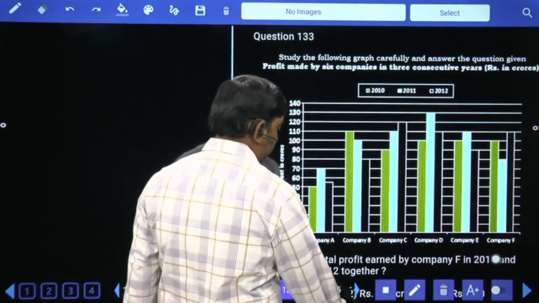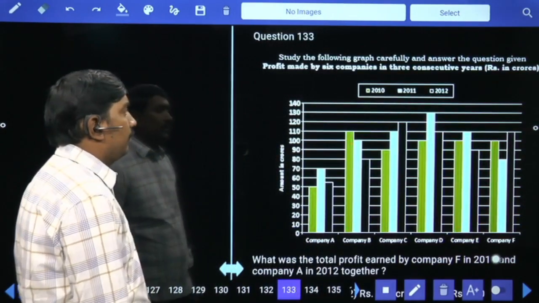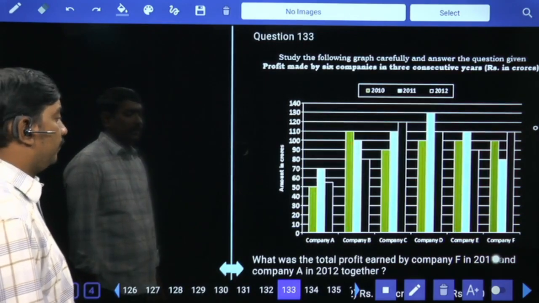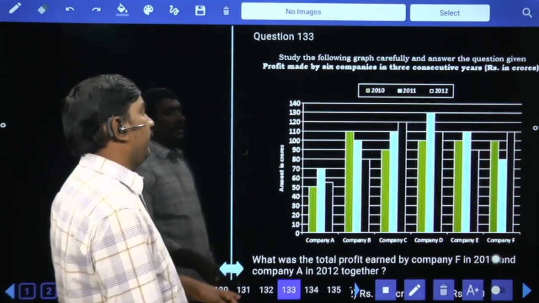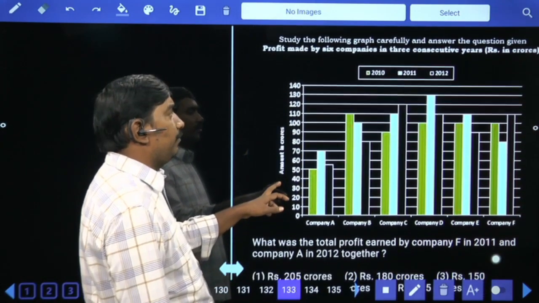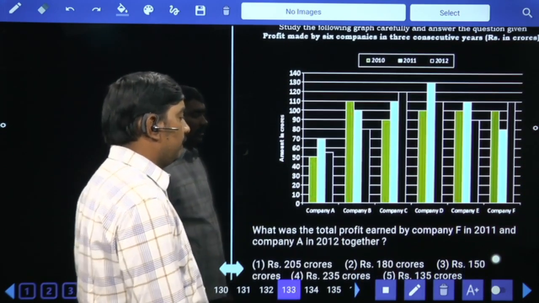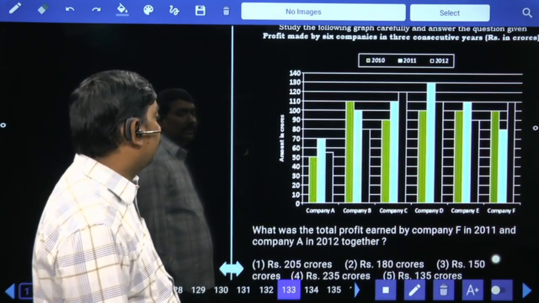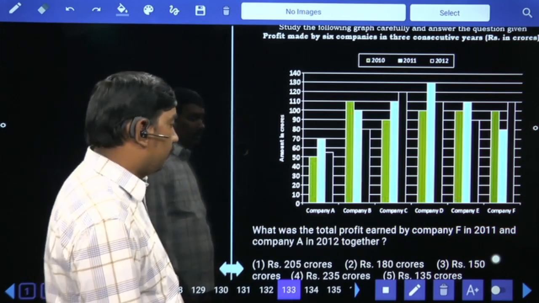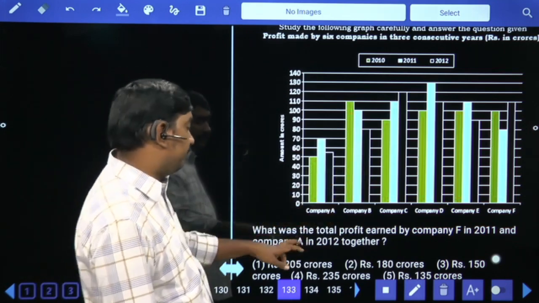Next. Study the following graph carefully and answer the given questions. Profit made by 6 companies in 3 consecutive years in crores: 2010, 11, 12. Amount in crores from 0 to 140. Companies are A, B, C, D, E, F.